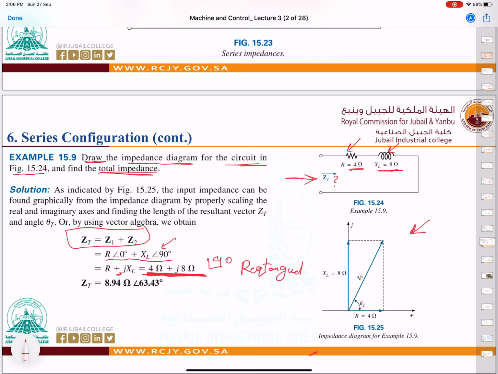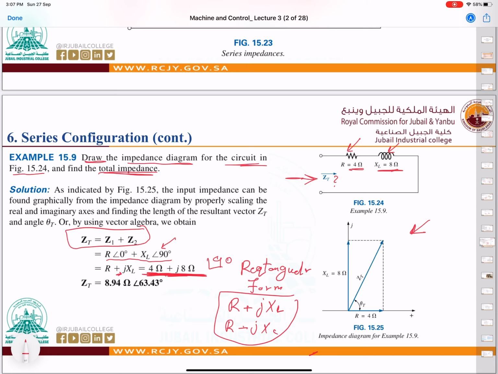Rectangular form. Rectangular form means I have a value here, R plus jXL. This is the rectangular form. The angle is like j, okay? Or we have R plus or minus jXC. This is the rectangular form.